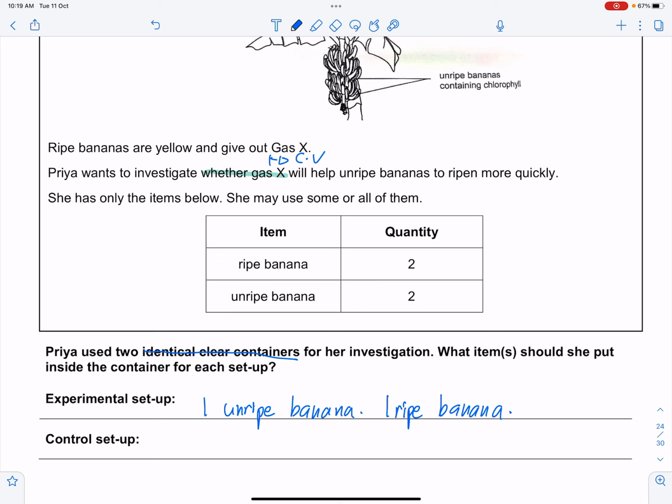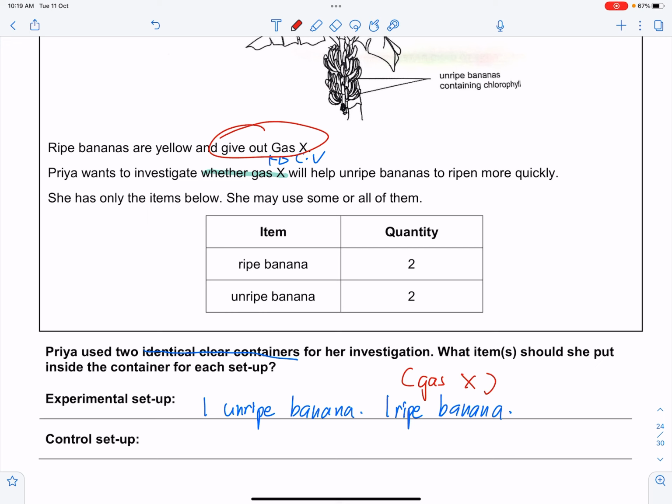Why do you think you need to actually have the ripe banana with the unripe banana? Because you want to find out whether it ripens faster, right? So obviously you need to have an unripe banana. So your ripe banana there, in this case, is a trick question. It's actually to provide the gas X. So without your ripe banana, if you don't have it there, how are you going to get gas X, right? So cannot. So this is actually a trick question.